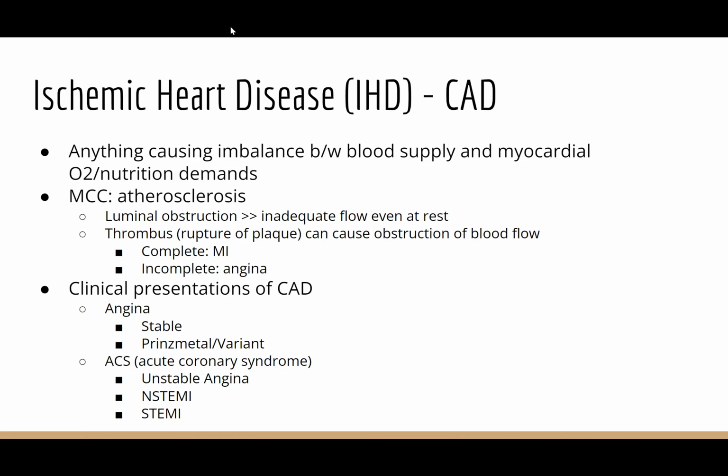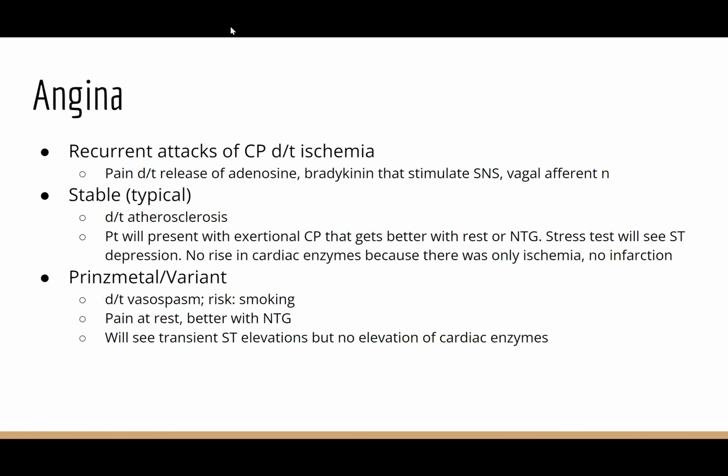And then unstable angina is under the category of acute coronary syndrome, and then NSTEMI and STEMI, which are heart attacks. And we're going to go into all of those. So angina is a recurrent attack of chest pain due to ischemia, but this is transient ischemia. This doesn't lead to necrosis. So the reason you have pain is because this ischemia is going to lead to release of adenosine, bradykinin, which then stimulates the sympathetics, which will follow vagal afferent nerve.